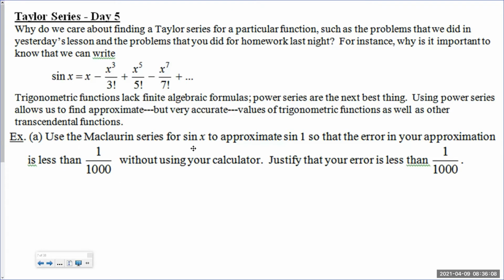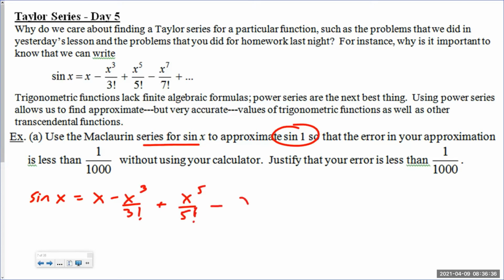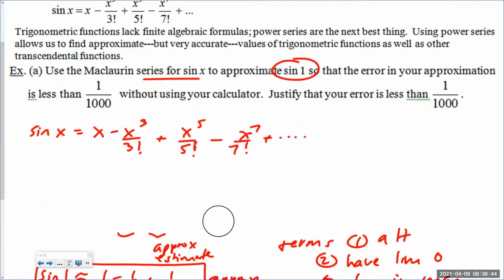So here we have the Maclaurin series for sine x, and we want to know what sine 1 is. It says use the Maclaurin series for sine x, find sine 1, and then find the error in your approximation. Let's start with sine x. Sine x is an odd function, so you start with x to the 1, and it alternates in signs. I don't know how many terms I need, so I'm just going to stop here and add more if I need to. They want you to approximate sine 1, though, not sine x.